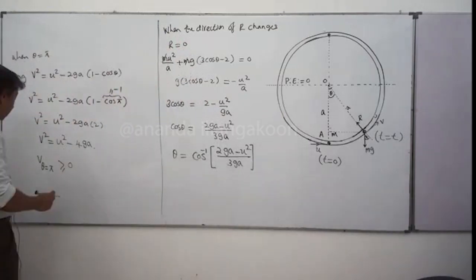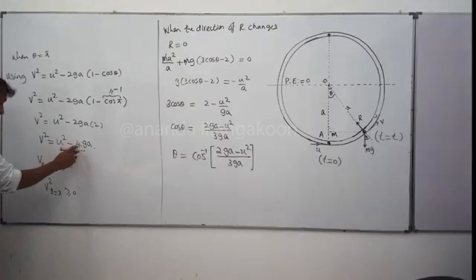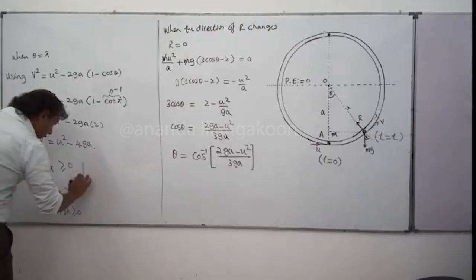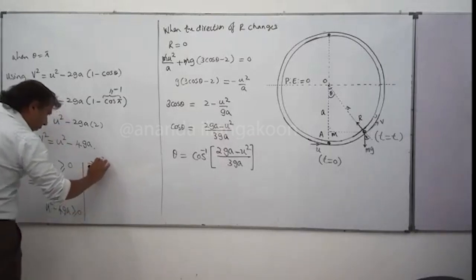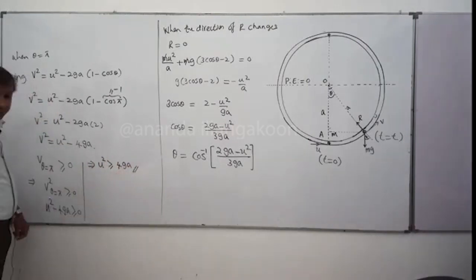Then v at theta greater than or equal to 0, then this implies what? v squared at theta equals pi is greater than or equal to 0. Why? If something is positive or 0, its perfect square is also positive or 0, right? So v squared is this, no? u squared minus 4gA greater than or equal to 0. This gives us the required answer. u squared greater than or equal to 4gA. This is how we get that answer, right?